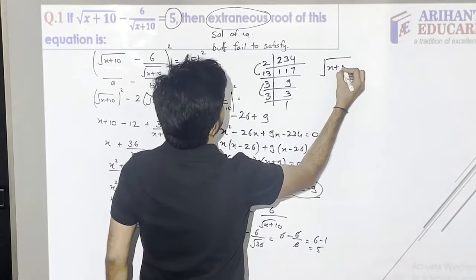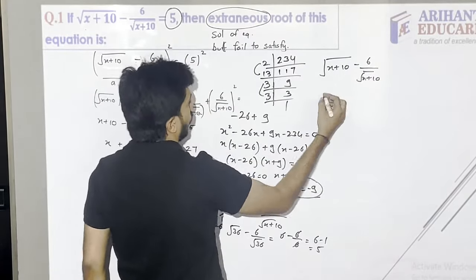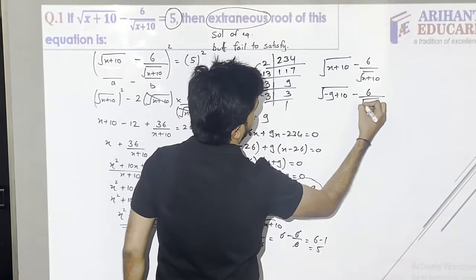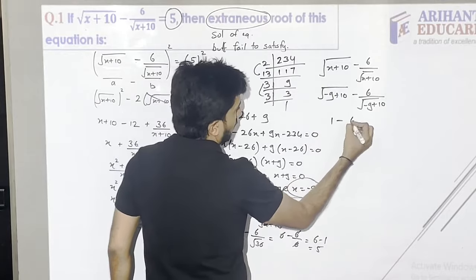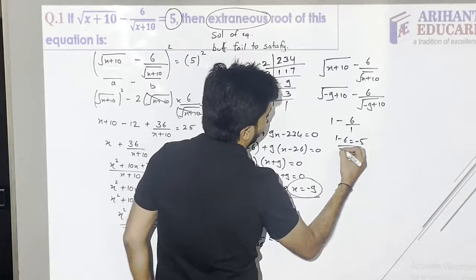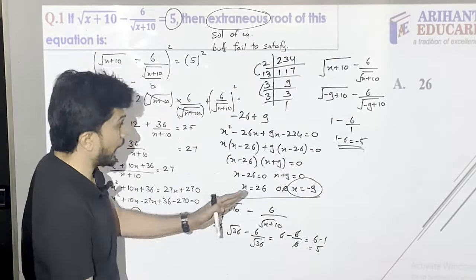So I have again root of x plus 10 minus 6 by root of x plus 10. Putting x as minus 9 over here will bring me root of minus 9 plus 10 minus 6 by root of minus 9 plus 10. So 10 minus 9 is 1, minus 6 by 1. If you solve this, we get minus 5. So one of the incorrect solutions is being brought up by minus 9.